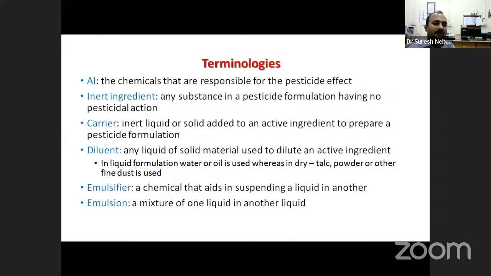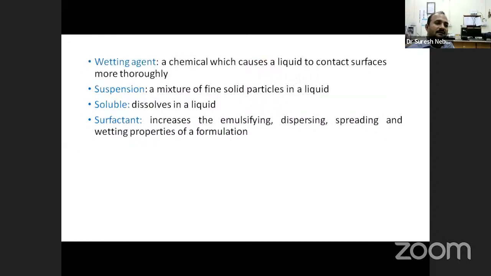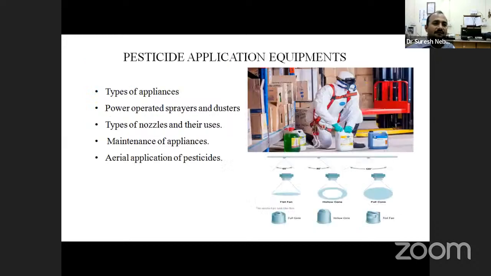What is an emulsifier? What is an emulsion? What is a suspension, what is a solution, what are surfactants? All those terms you can study. Then pesticide application equipments, you might have definitely studied them in your courses. Here, the different equipments, what their working principle is, in which conditions they can be used, and what the different types of nozzles are and where they are used, all those things you have to remember.